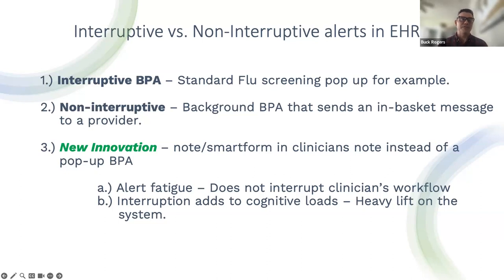And BPAs are a heavy lift on the system. So cognitively, it helps out with the system running. Next slide, please.